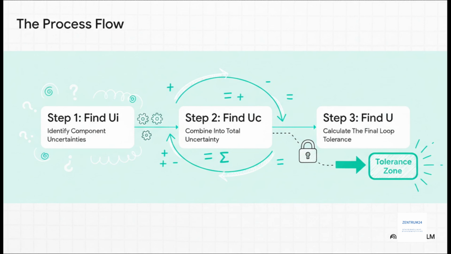So when you see it laid out like this, the process is pretty logical, right? We find the uncertainty for each individual piece, we combine them into a total, and then we use that total to figure out our final tolerance. It's a clear, step-by-step journey from the individual parts to a number you can actually use.